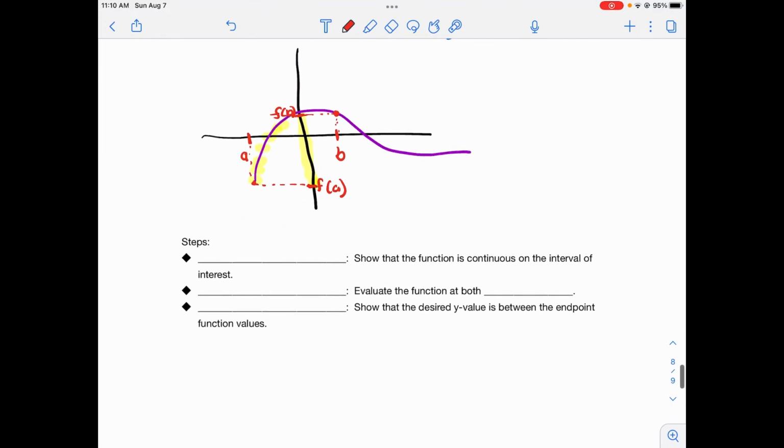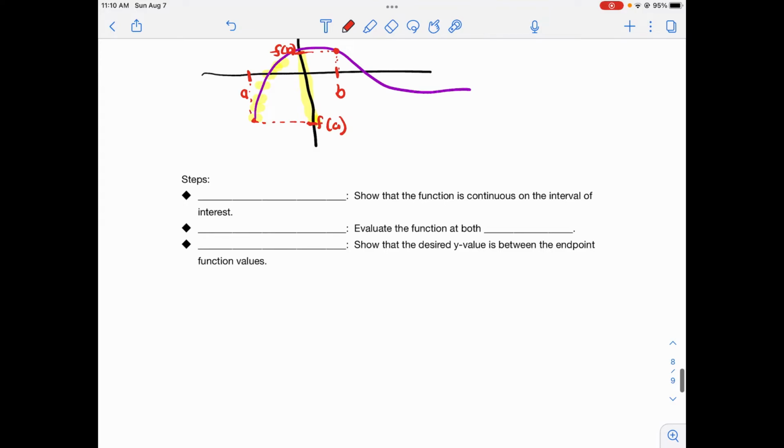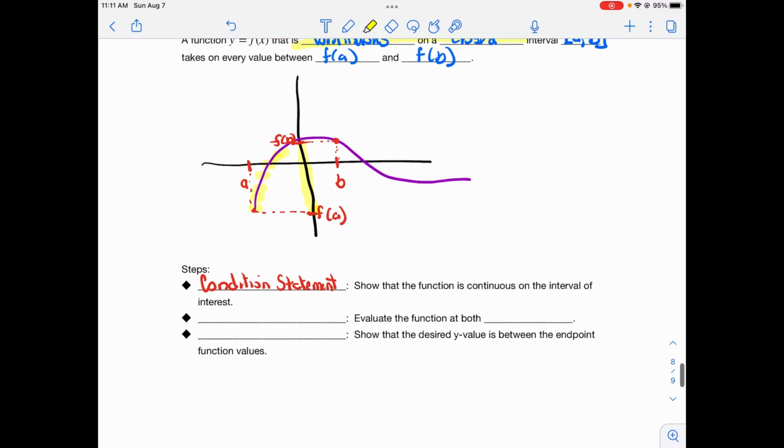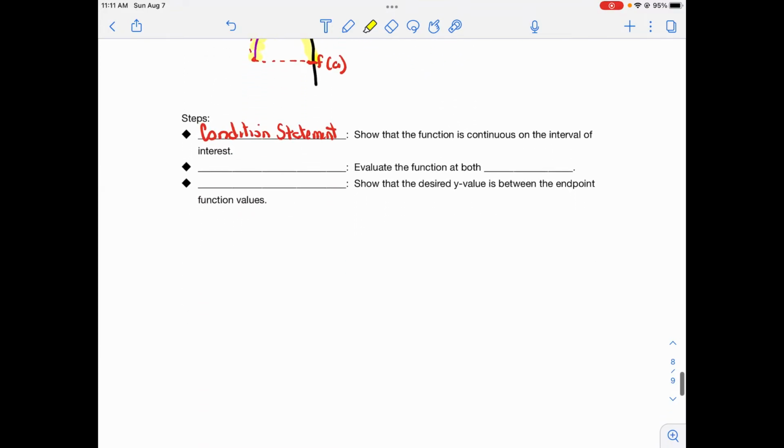Now, when you solve a problem using the intermediate value theorem, there are some steps that you have to go through and show that you're using this theorem. So first step, you have to write a condition statement that shows that the function is continuous on the interval. Because notice our requirement for this theorem is a function that is continuous on the closed interval. So we have to show a statement telling us it is continuous. That way we can apply the intermediate value theorem.